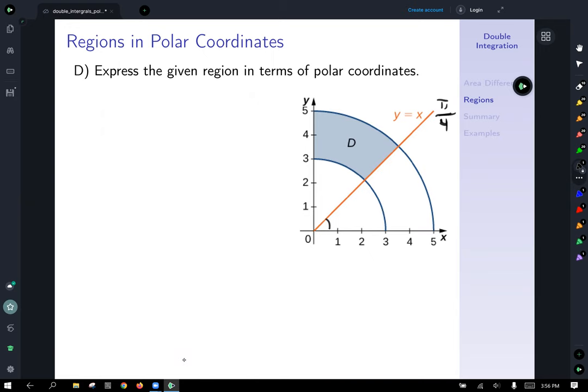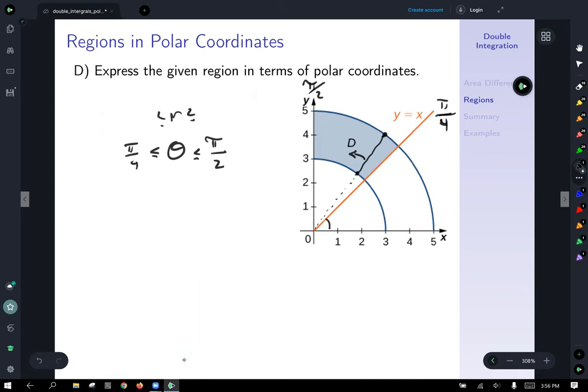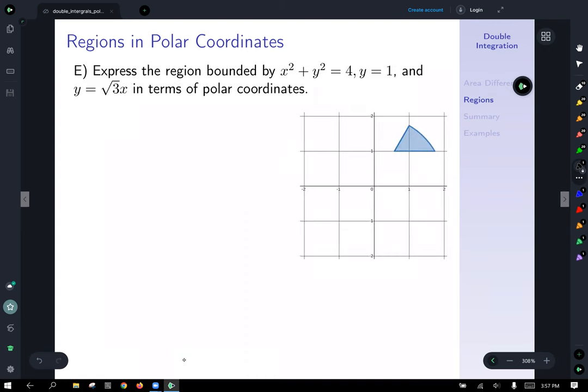And if I imagined a slice, my slice would start here, radius length 3, and then it would go to radius length 5. I like to call the r from polar coordinates the radius. That's basically what it is. And then we're going to let these slices vary from angle pi over 4 to pi over 2. So theta varies from pi over 4 to pi over 2, and r varies between 3 and 5. And we've done it. We've expressed that region in polar coordinates. Very much cleaner than if we had to express that region in rectangular coordinates.